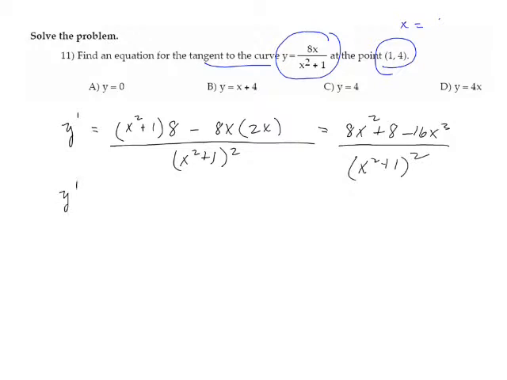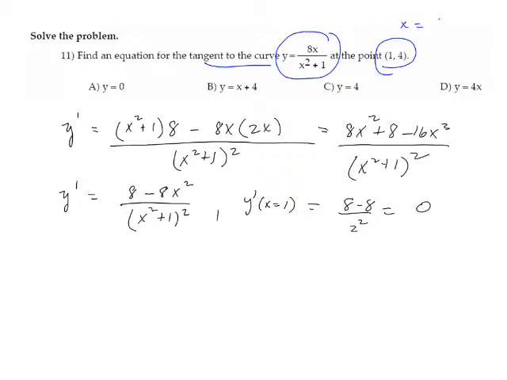So y prime is equal to 8 minus 8x squared over x squared plus 1 squared. So y prime at x equal 1 is equal to 8 minus 8 over 2 squared. Just makes it easy. The derivative is 0. So m is 0. This makes it very simple to write the tangent line as a horizontal one.